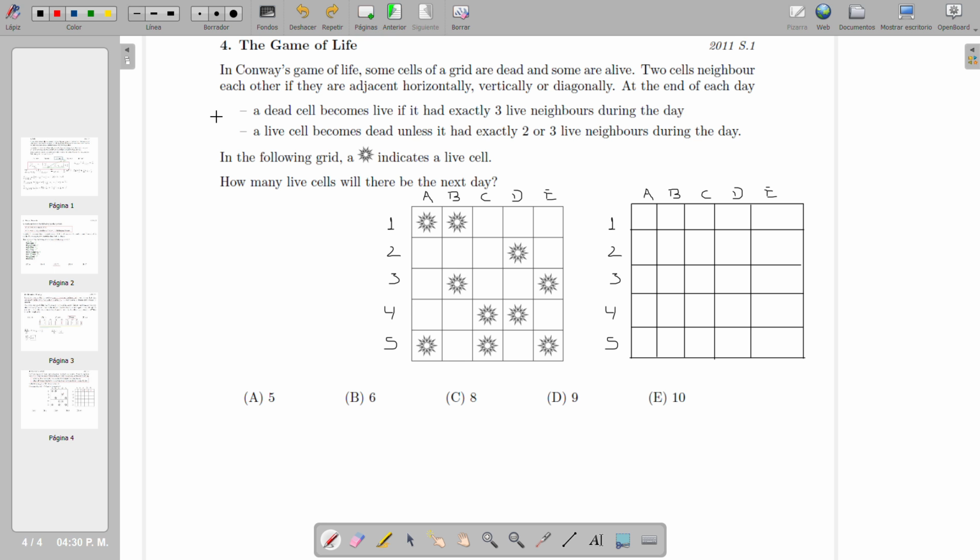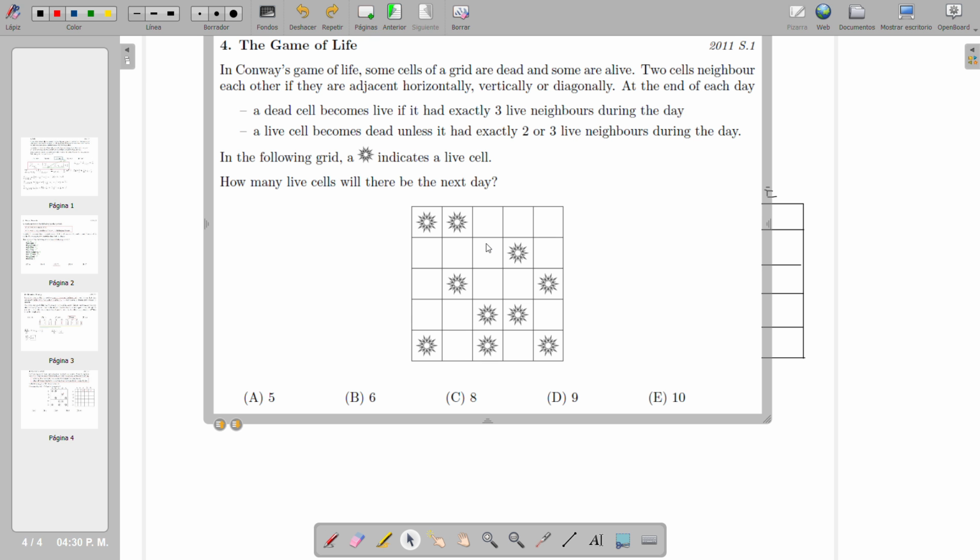At the end of each day, a dead cell becomes live if it had exactly 3 live neighbors during the day. And a live cell becomes dead unless it had exactly 2 or 3 live neighbors during the day. In the following grid, a star indicates a live cell. The question is, how many live cells will there be the next day?